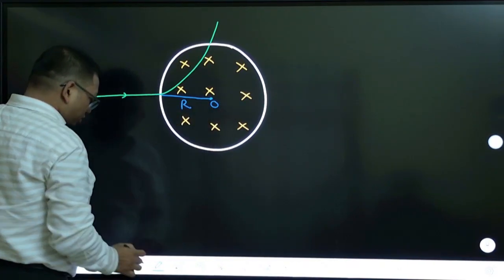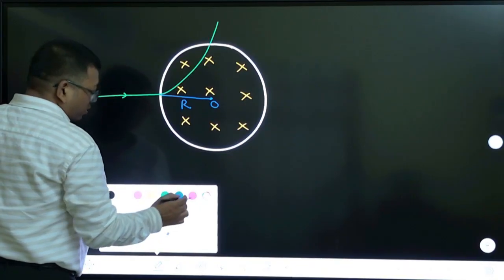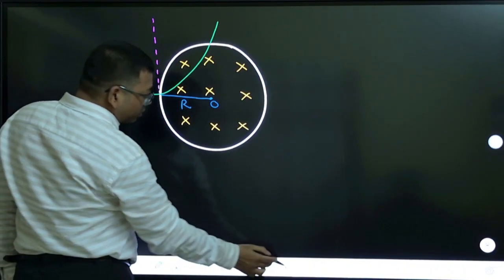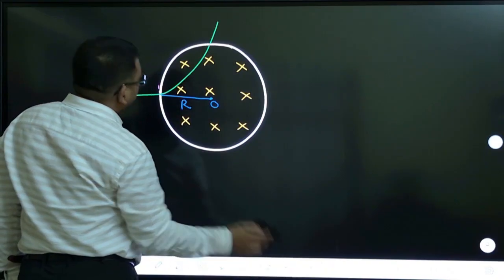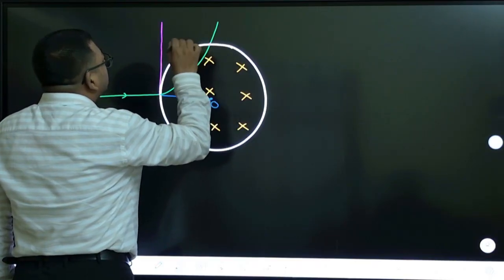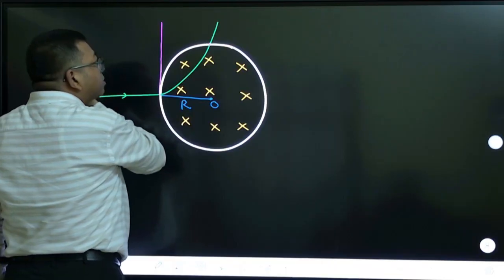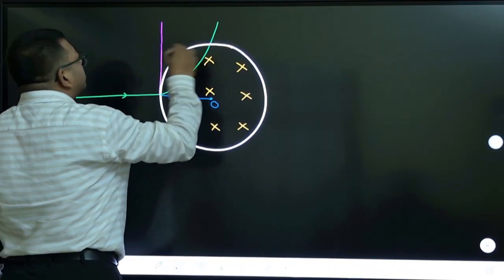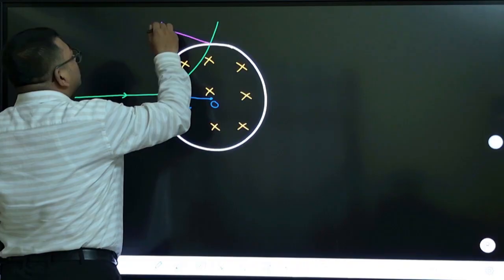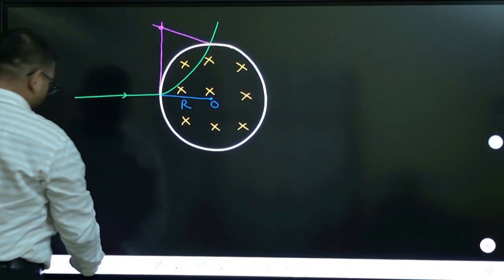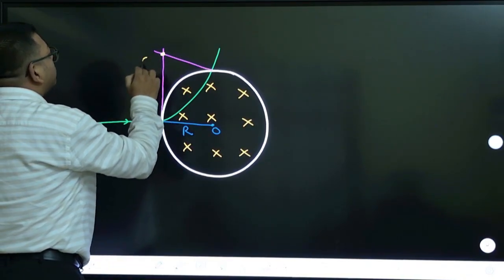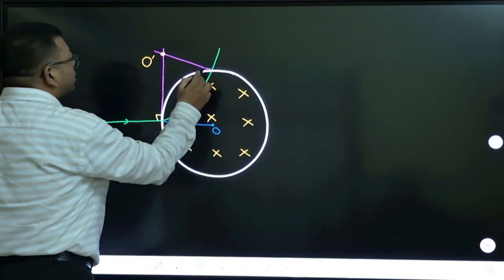Capital R is different. But if I try to make the small r, definitely I need to draw a perpendicular here, and here also, since this is part of a circle, I need to draw a perpendicular here. These two must meet somewhere, so that center will be here. The perpendicular on this might be somewhere here. So somewhere this center will be there. Let us call this center O dash, because it is perpendicular here and here.